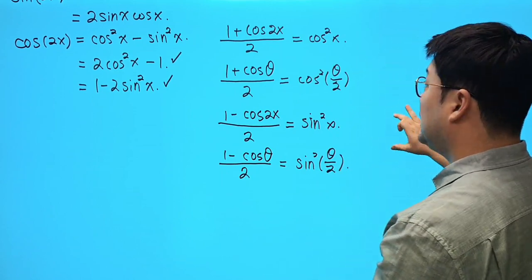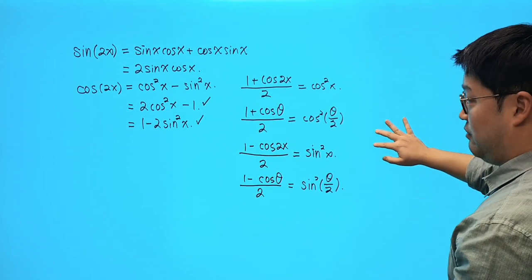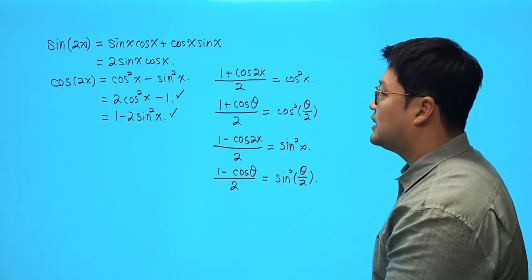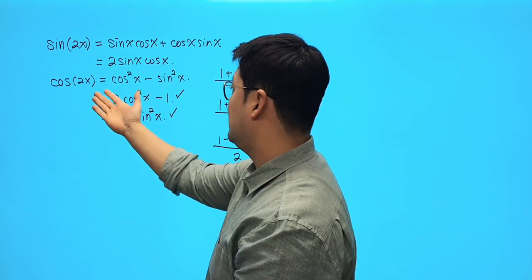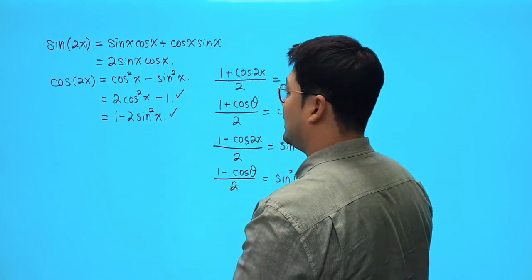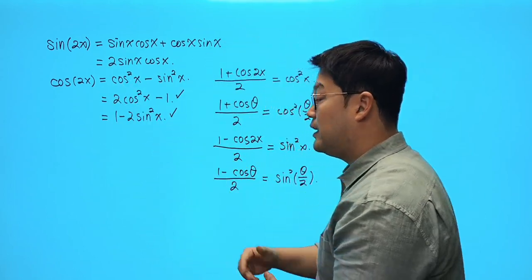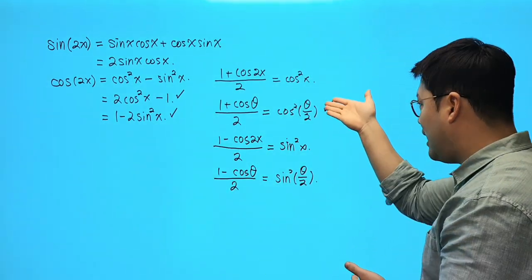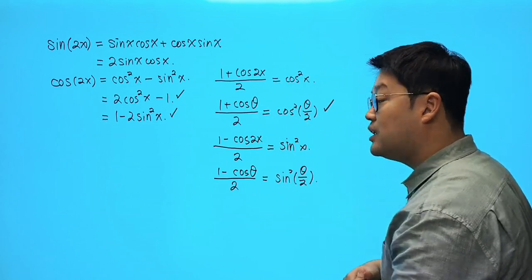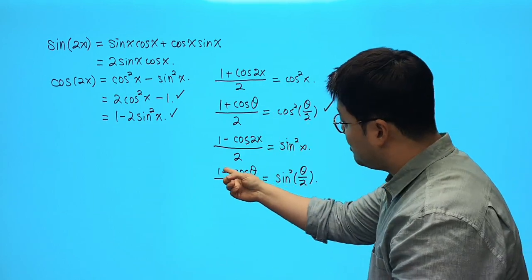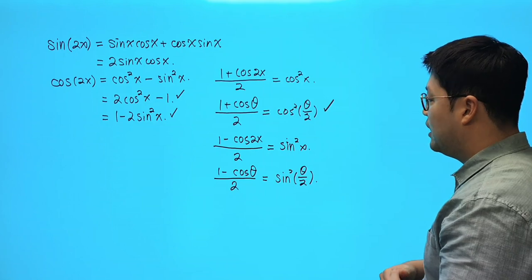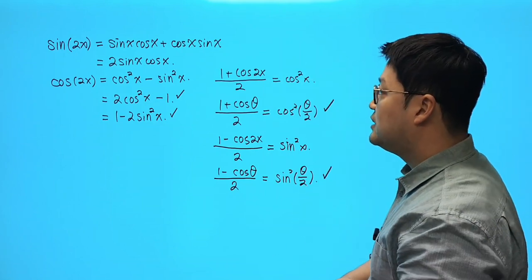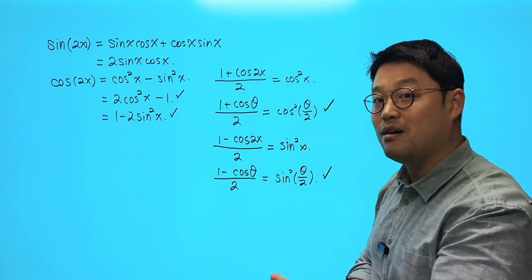All right, so we have just deduced almost everything. If you look at the screen right now, we have deduced that sine 2x equals 2 sine x cosine x, and we can also see that cosine 2x equals cosine squared minus sine squared, 2 cosine squared minus 1, and 1 minus 2 sine squared. And we have also deduced that cosine squared theta over 2 is 1 plus cosine theta, over 2, and sine squared theta over 2 is 1 minus cosine theta, over 2. And these are the formulas that you need to know for sinusoidal functions for the half-angle and double-angle formulas.